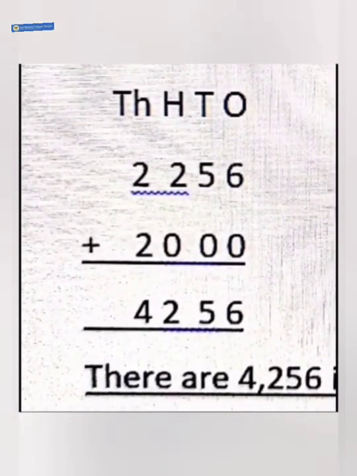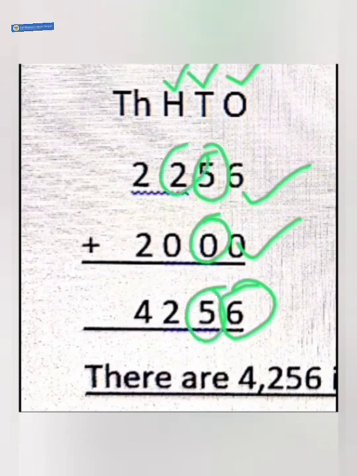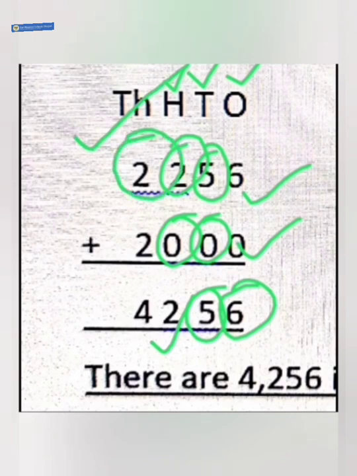Look at the ones place. We have a 6 here. Added to a 0 gives you a 6. Tens place. 5 added to a 0 gives you a 5. Look at the hundreds place. 2 added to a 0 gives you a 2. In ones, tens and hundreds addition here, we are using the 0 property of addition. Remember children, the 0 property of addition, we are using that property. Look at the thousands place now. We have a 2 here and a 2 here, and it gives you a 4.